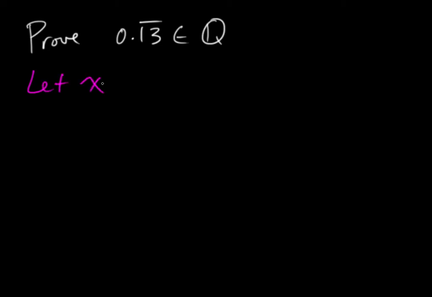Okay, so we're going to prove that 0.13 repeating, or the 1 and the 3 are repeating, is a rational number. So what we're going to do is let x equal 0.13 repeating, which we know means 0.131313, etc.